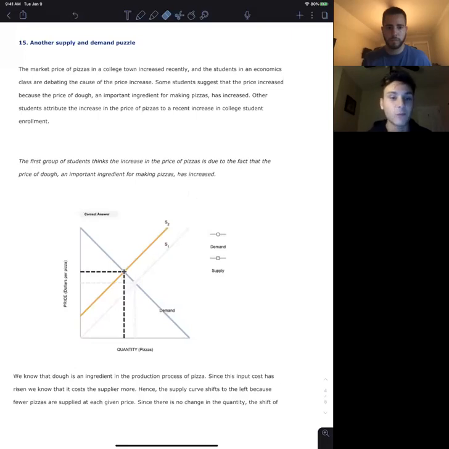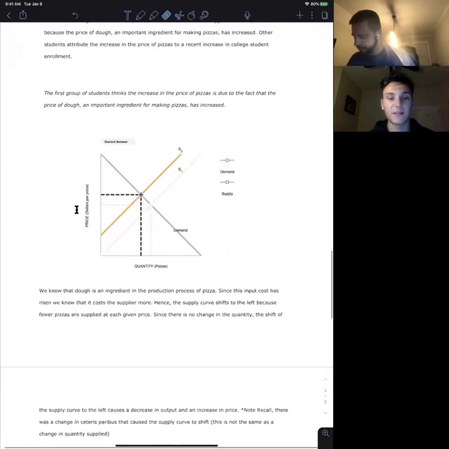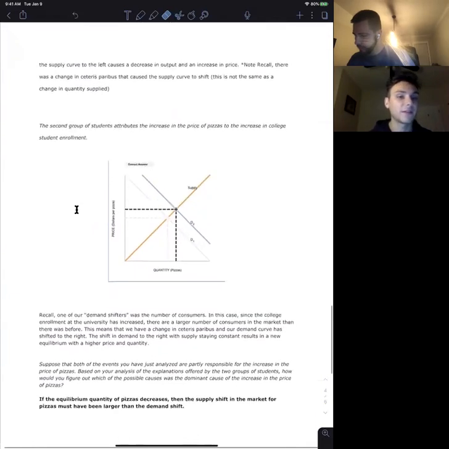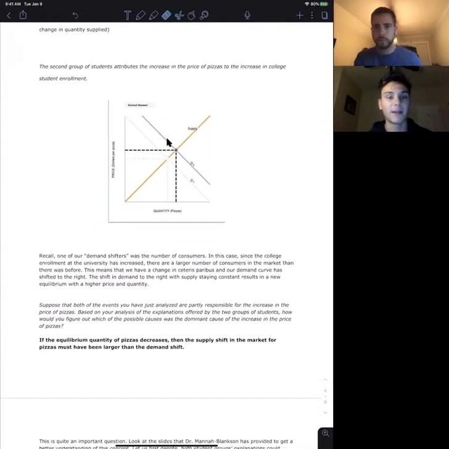And so this is what it would look like if there was some sort of input cost that increased. So in this case, dough increased, so supply is going to shift to the left. So there's a change in ceteris paribus. And I also put in there that this isn't a change in the price. It's solely a change in ceteris paribus that has caused the decrease in supply, and not a change in the quantity, or excuse me, not a change in the price. So remember the difference between ceteris paribus and a change in price that's caused by a movement along the curve.